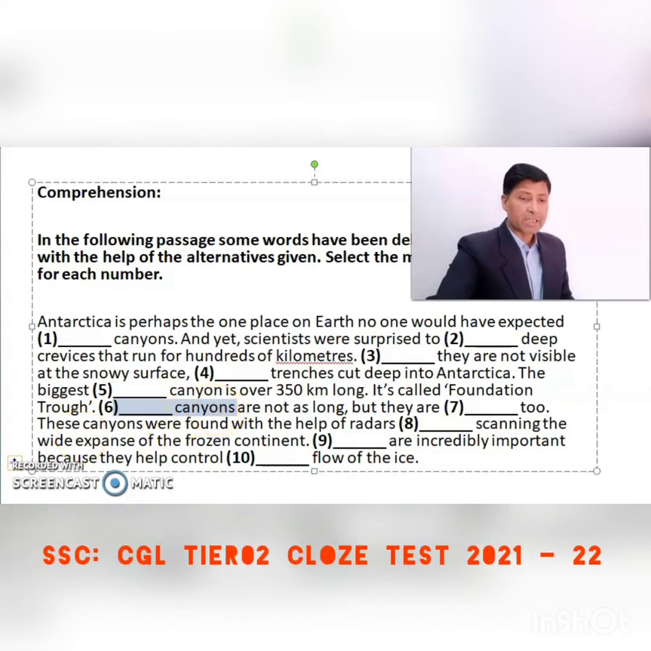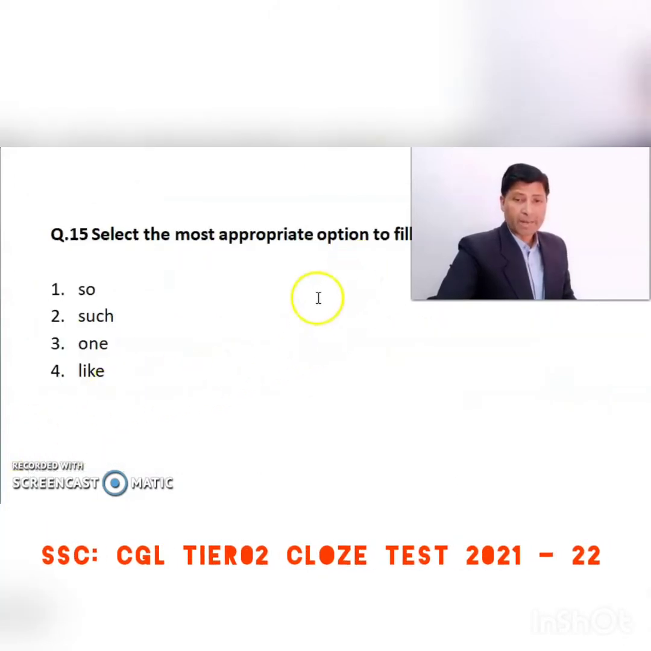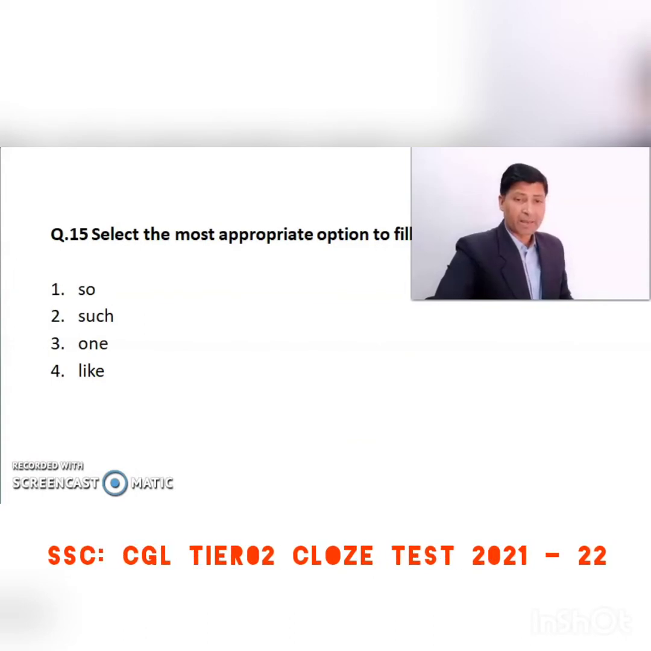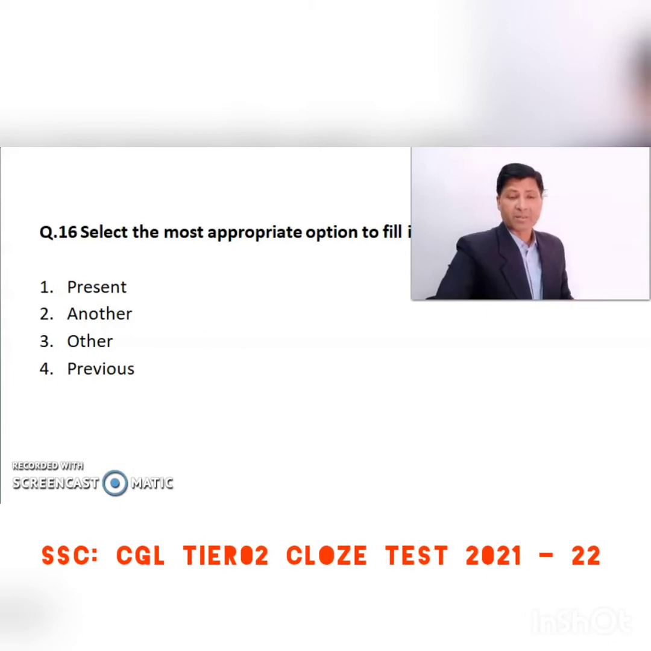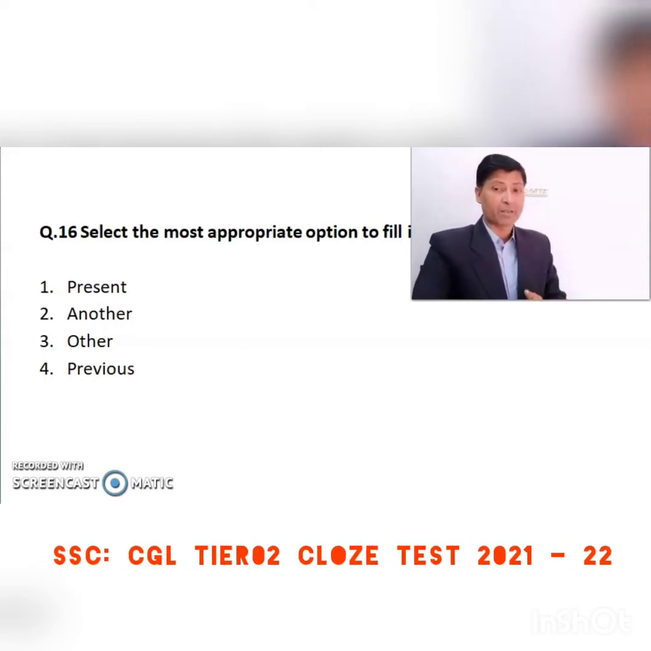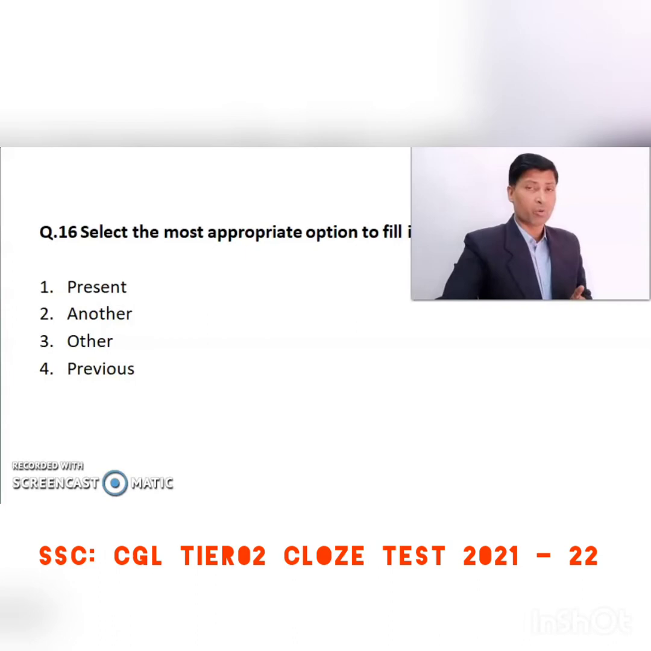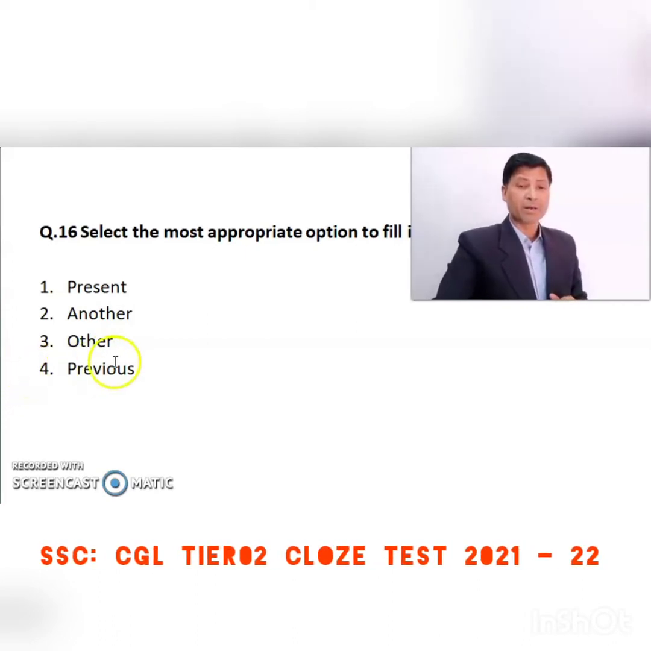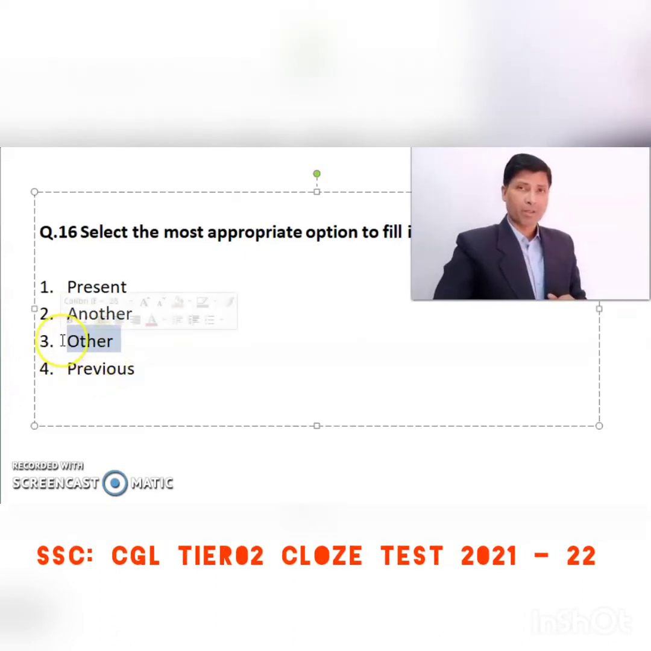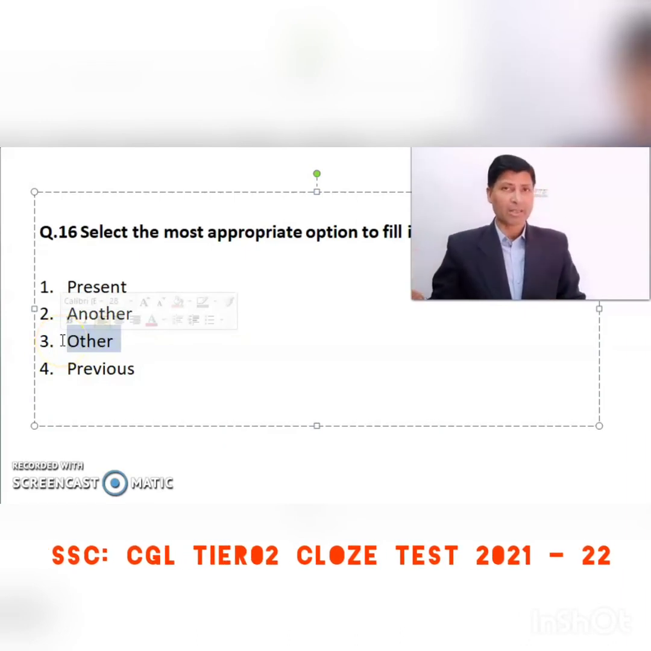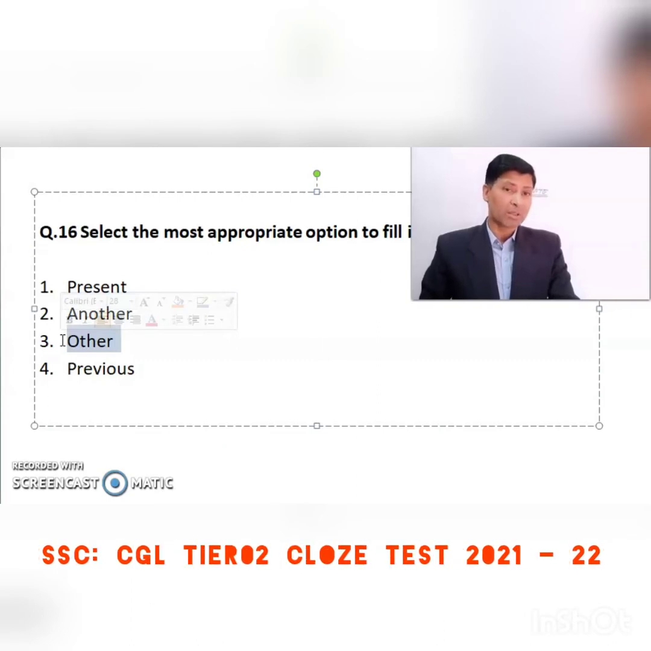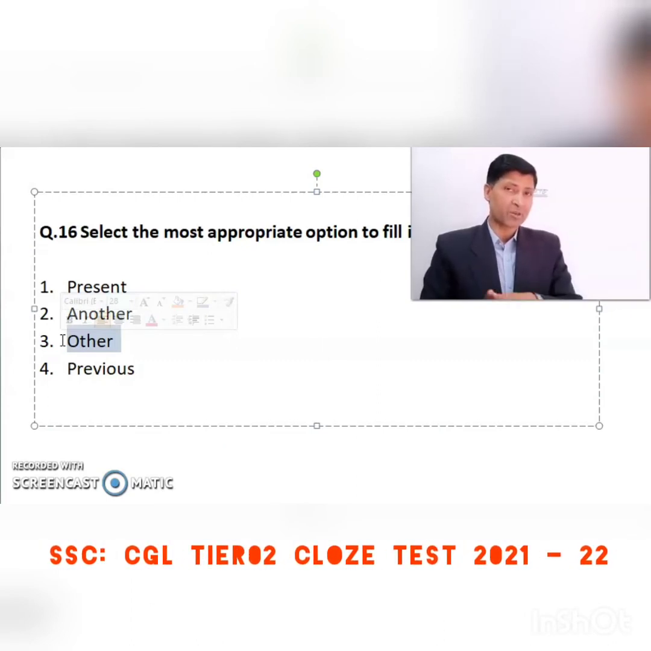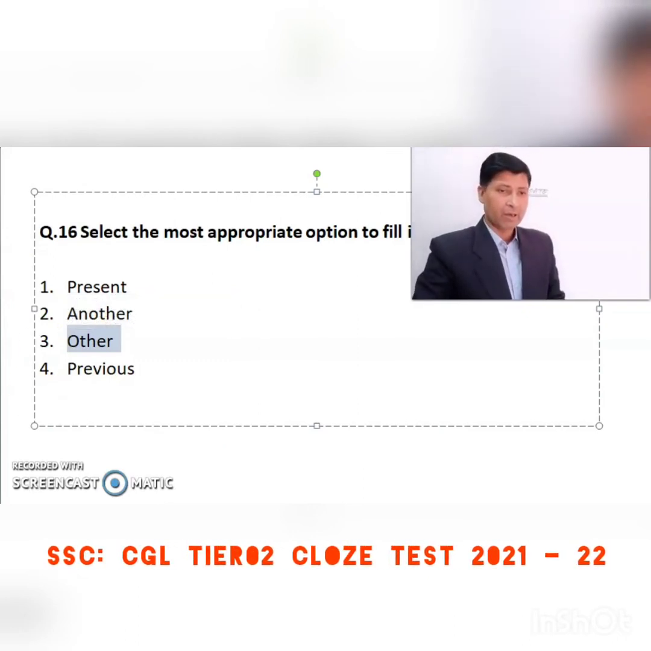So let us see blank space number 5, and here you have blank space number 6. Present, another, other, previous. Again this question has been set on the pattern of grammar. The correct word will be other. You know why? Other is followed by a plural noun and another is usually followed by a singular noun. Because canyons is a plural noun, we have to use the adjective that can go with a plural noun. Therefore another will not be the right answer, it should be other.